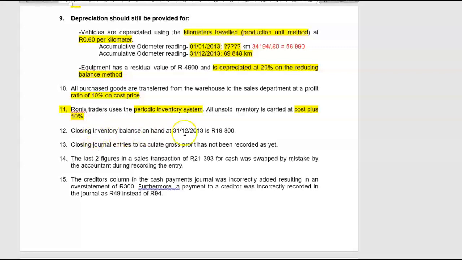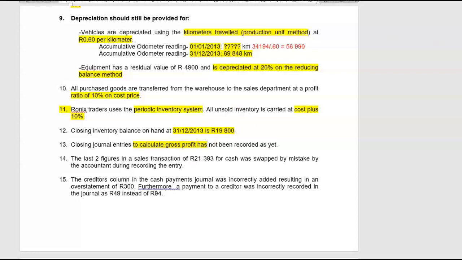And then they give us our closing inventory balance as at the end of the year, which is 19,800, and obviously we know that it includes a 10% unrealized profit. Number 13 tells us that closing journal entries to calculate gross profit have not yet been done. Guys, how do we calculate gross profit? Gross profit equals sales less cost of sales.